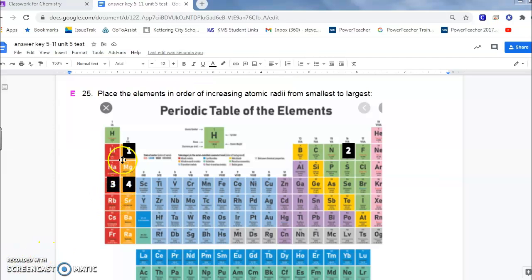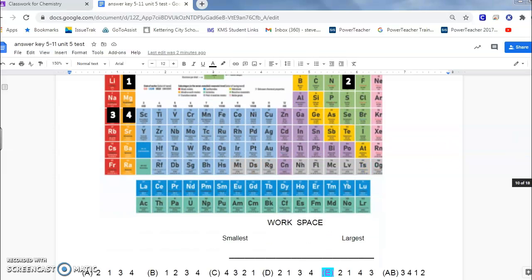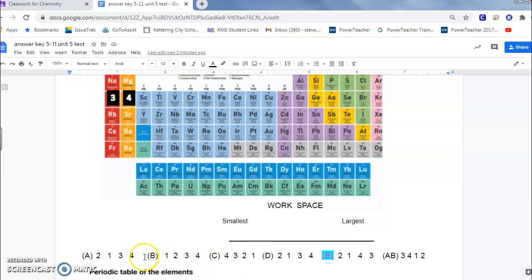Okay, on this question, 25, they want us to place these elements in these boxes in order from smallest to largest. So we're looking for the smallest one first. We know that size gets bigger as we go top to bottom, so 3 and 4 certainly are not going to be the smallest. We know it gets smaller as we go left to right. So number 1 can't be the smallest. Number 2 has to be the smallest because it's the highest up on the table and it's to the right on the table. So number 2's got to be first.